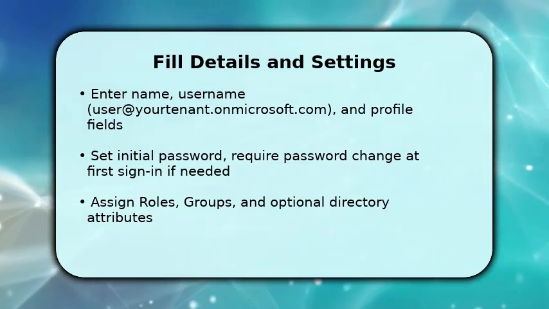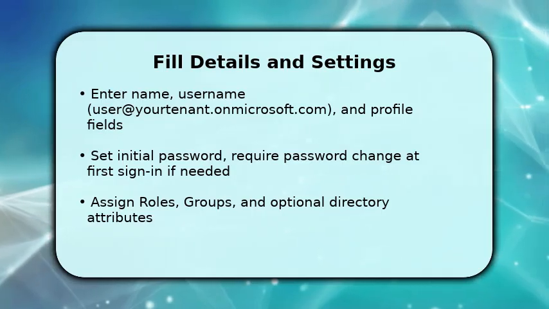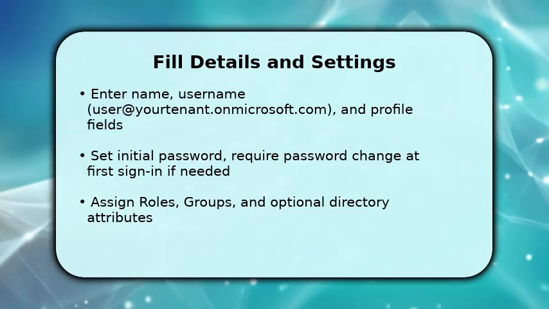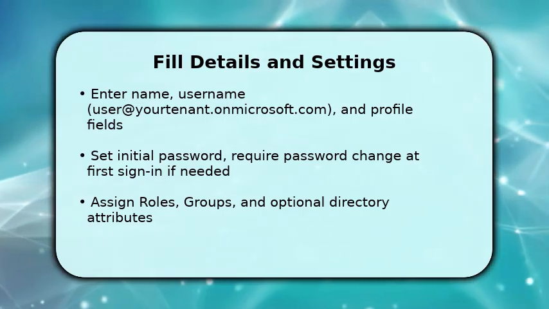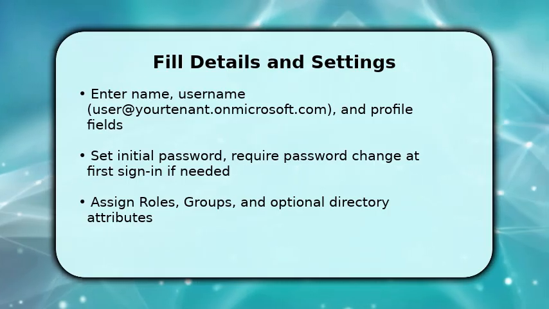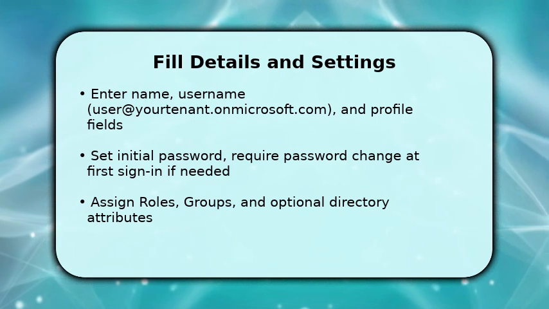This improves security. Under groups and roles, assign appropriate group membership and a role like user administrator only if needed. Expand job info or settings to set usage location for licensing. Once done, double-check spelling of the UPN and the usage location before moving on.